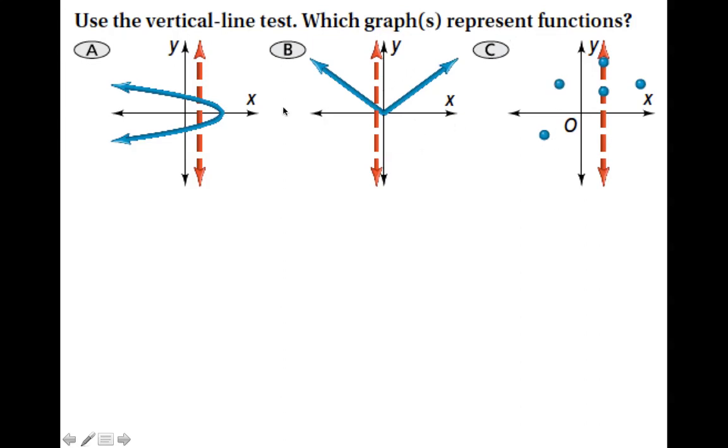And C, notice how we don't have any straight lines or curved lines connected, but we have dots. And notice how there are 2 dots on the same line, so this makes it not a function. So these are like graphing our ordered pairs. Notice how they would have the same x value, but different y values.